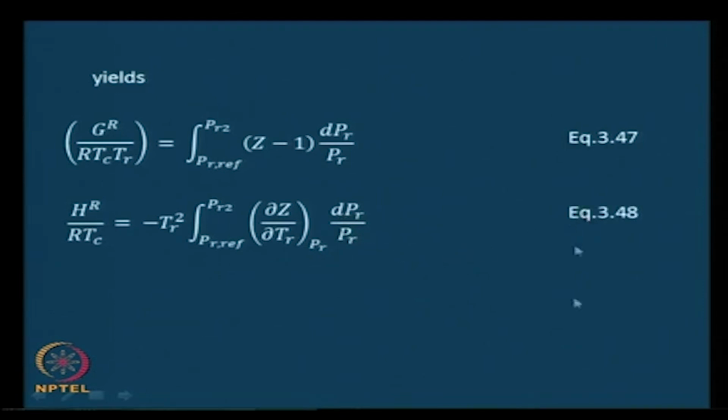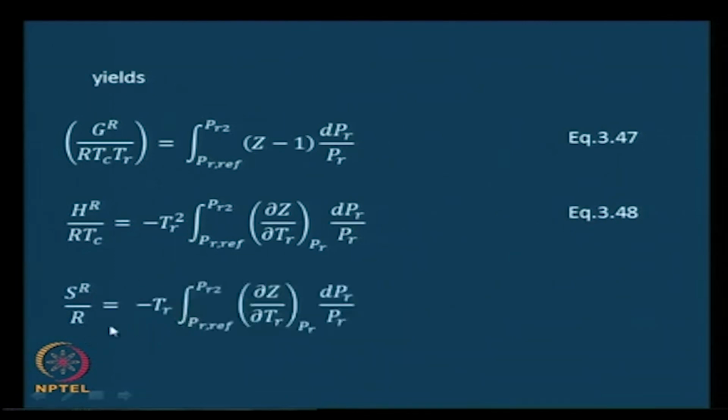We will call this equation 348, and Sr by R would turn out to be minus Tr integral from Pr reference to Pr2 of dou Z by dou Tr at constant Pr, dPr by Pr, minus integral from Pr reference to Pr2 of Z minus 1 by Pr dPr. Therefore, we have all these in terms of the reduced properties, and since the reduced properties are applicable over a large variety of gases, you could apply these equations without the need for particular data for particular gases.